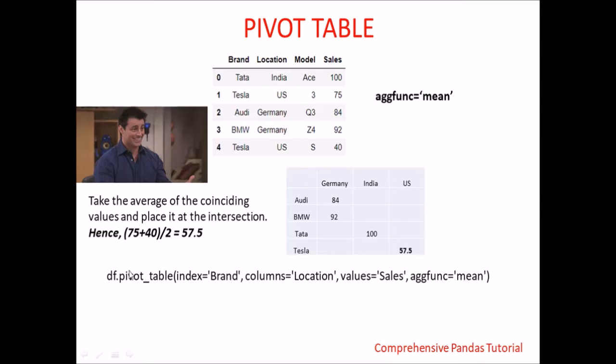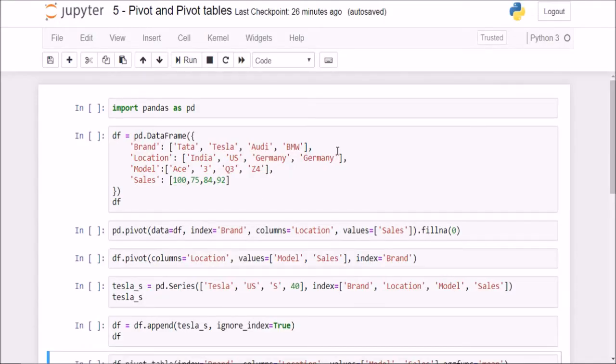By default, the pivot table has an aggregation function of mean. So if I execute this code, then pandas will take into account both the overlapping values, take the average of those values and place this 57.5 here. Now you can see here that Tata India 100 is still 100, because since we have only one value, it doesn't really matter whether we take a mean of it or not, and hence the other values keep their original positions. Now we will look at a few examples.